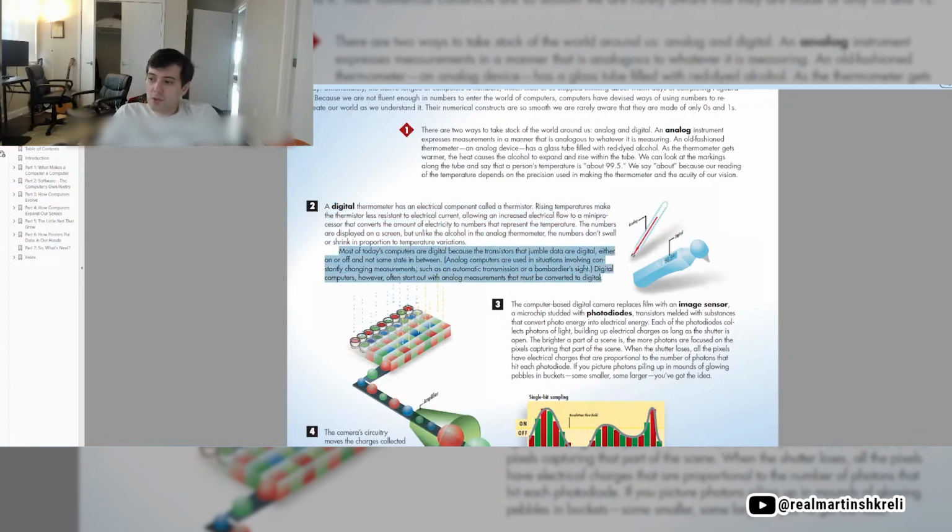Most of today's computers are digital because the transistors that jumble data are digital, either on or off, and not some state in between. Analog computers are used in situations involving constantly changing measurements, such as the automatic transmission or a bombardier's sight.